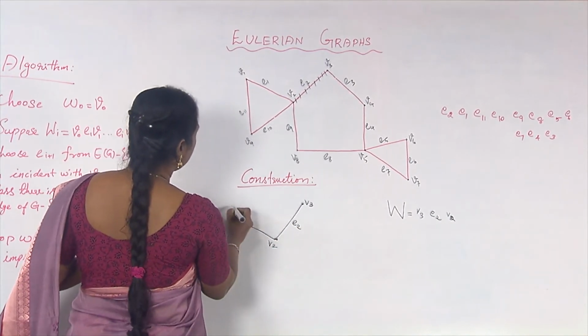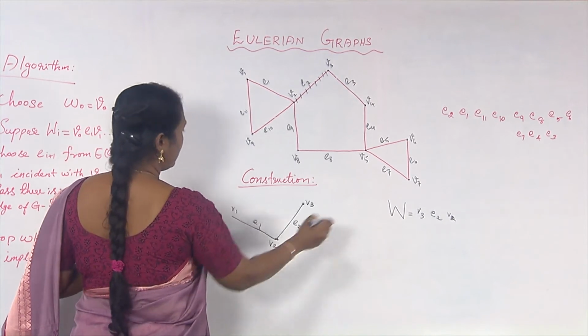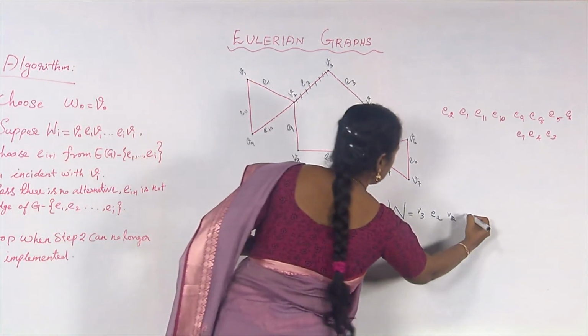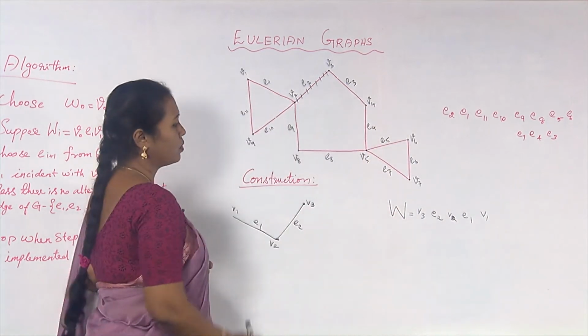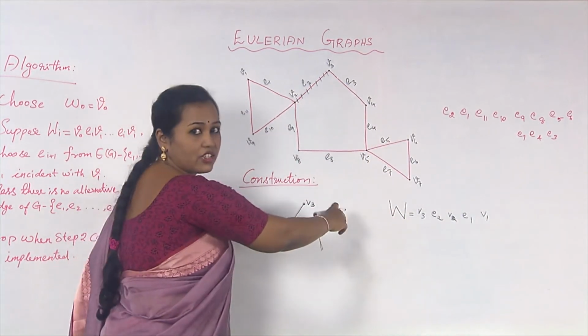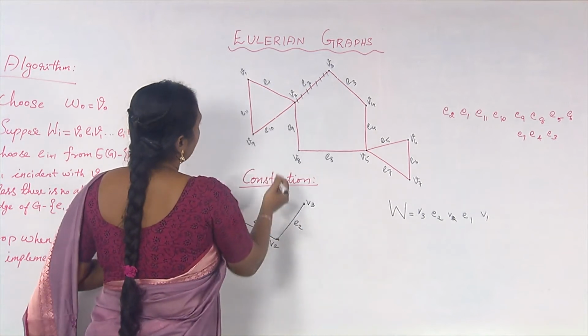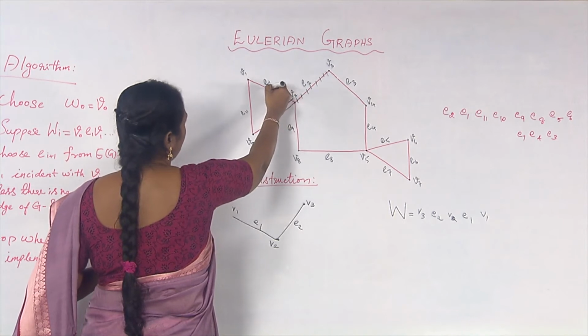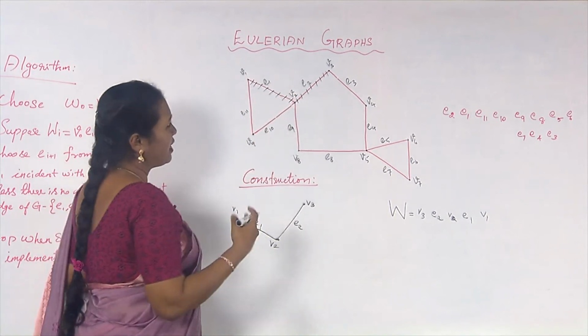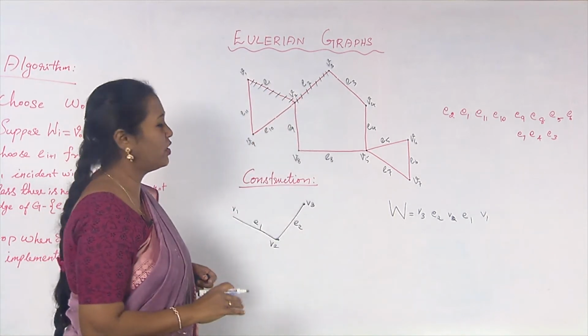I am drawing this here, v1, e1. Let me add it to this sequence: e1, v1. So this is the Eulerian circuit I am constructing, and I have added it there, and once I have constructed this, I am removing this edge here. You should remember that these edges are removed from the original graph.